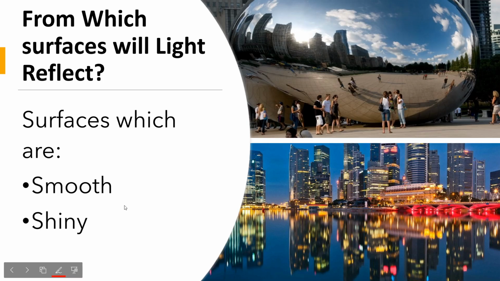Now see in these pictures, you can see some examples. This one here is very shiny, and the water is not moving, it is static, so it is very smooth in this situation. So both these things are covered. Light reflects from surfaces which are smooth and surfaces which are shiny.